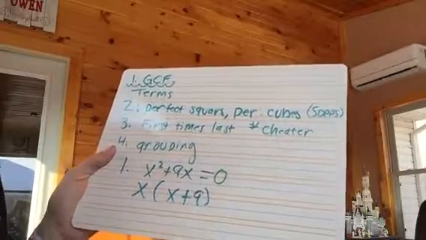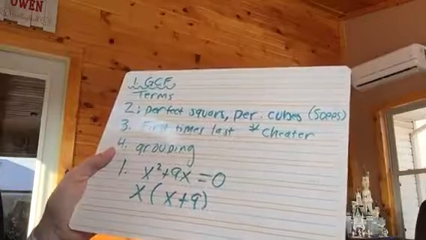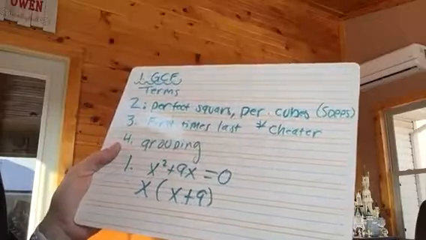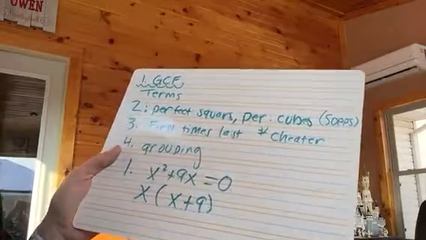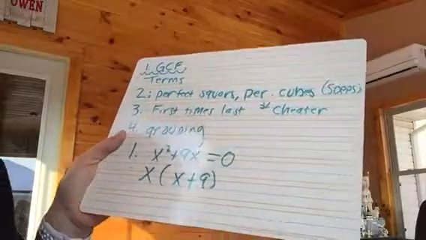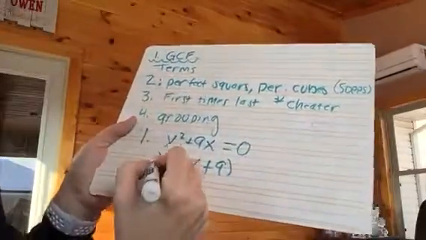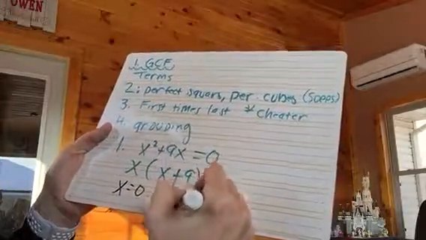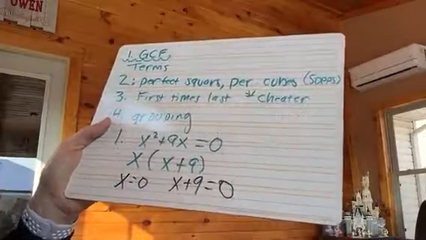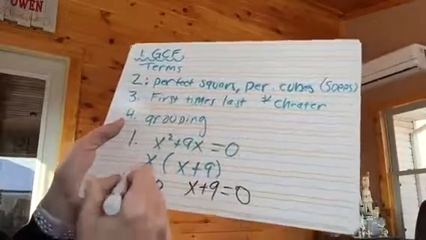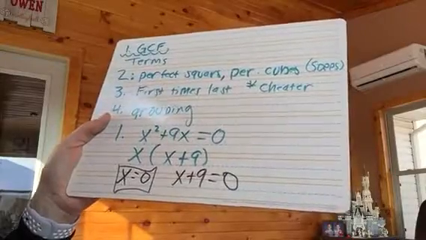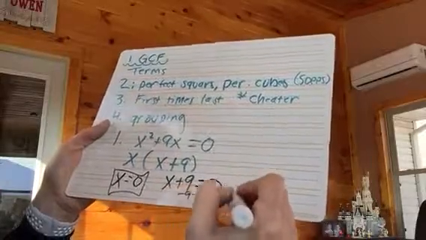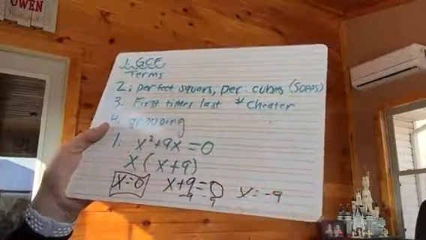Once I get to that step, now I'm on to step 3. Step 3 is set each factor equal to 0. A factor must have an x. So my factors in this situation are going to be the x, so I'm going to set x equal to 0, and I'm going to set x plus 9 equal to 0. And then I'm going to solve for x. This one is obviously already done. This one, I have to minus 9 on both sides. So when I subtract 9, I'm going to get x equals negative 9.